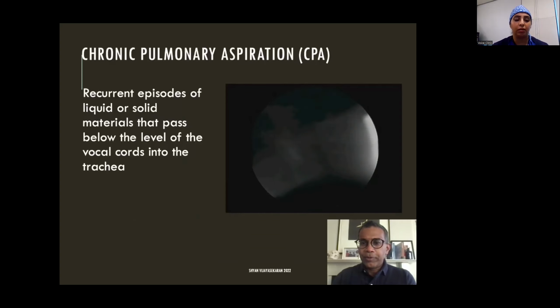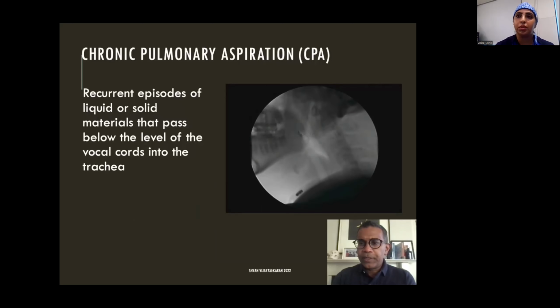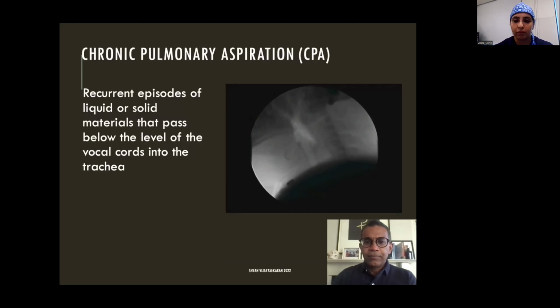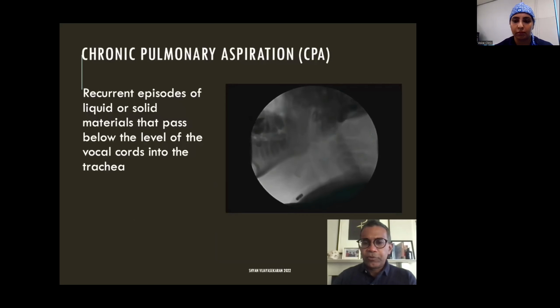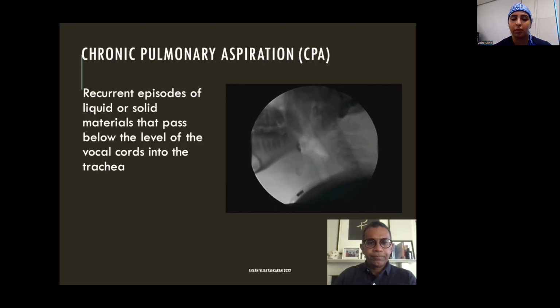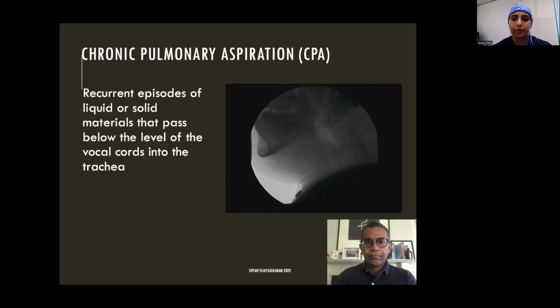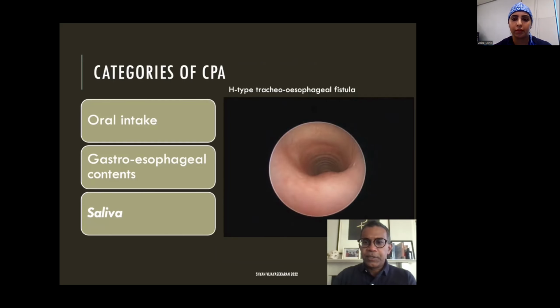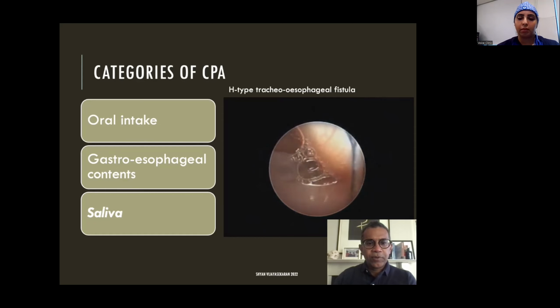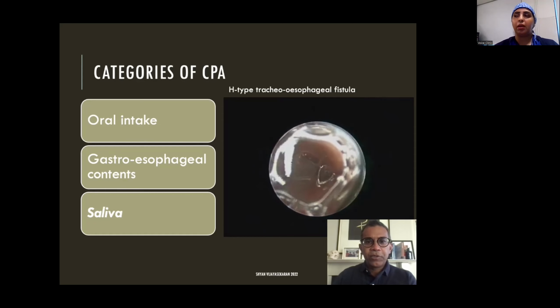Chronic pulmonary aspiration is the occurrence of repeated passage of liquid or solid below the vocal cords into the trachea, as seen on this video fluoroscopic study. Today's presentation is mainly about salivary aspiration. However, both oral intake and gastroesophageal reflux content can be aspirated. The video here depicts one of the rarer causes of aspiration, an H-type tracheoesophageal fistula.